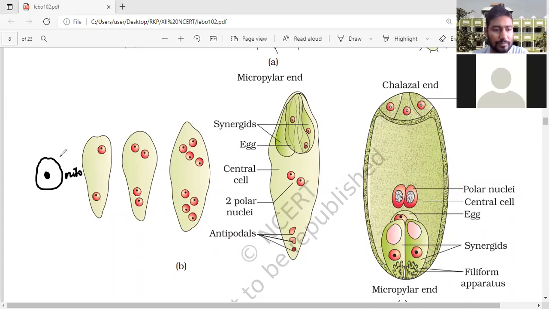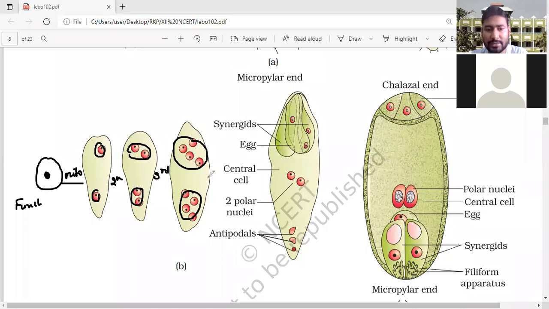This is the functional megaspore. It will undergo the first mitosis. They form two nuclei, here and here, which move towards the opposite poles. Then the second mitosis forms four, which also move towards the opposite poles. Then the third mitosis forms a total of eight nuclei. Not cells, total eight nuclei.